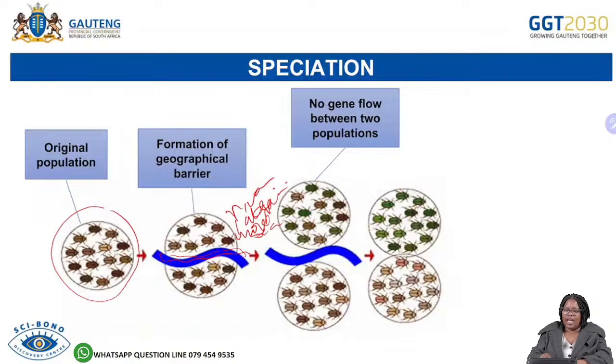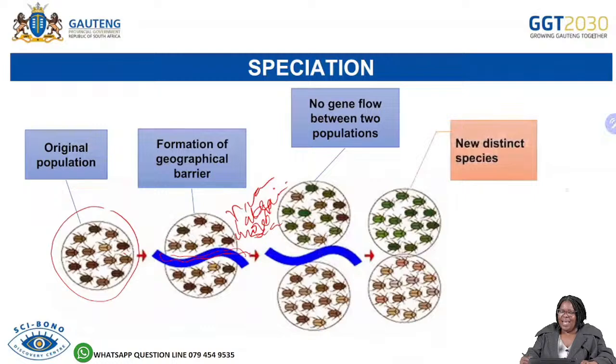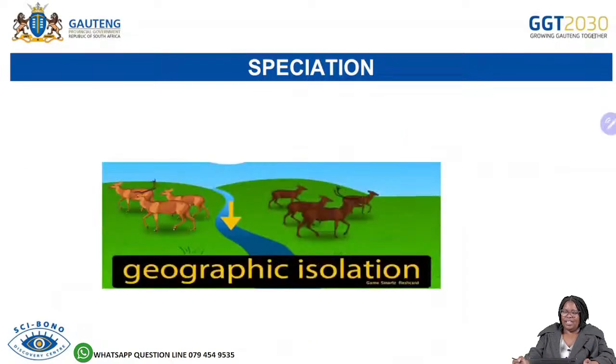It is going to result in two different populations. Now, what is going to happen? There will be no gene flow between the two populations. Then what is going to happen? Let's check. We are going to have formation of what? New, distinct species. Can you see? These are totally new. That is speciation. Again, look at geographic isolation there.